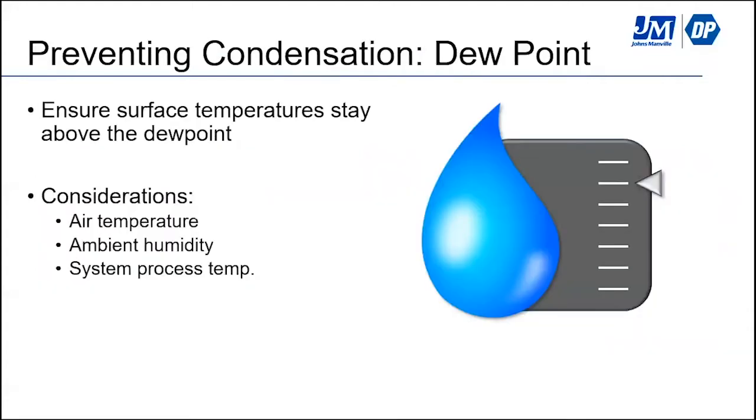So in terms of preventing condensation, you're really looking to make sure that the air, which has some moisture in it, doesn't reach a temperature where that moisture is going to go from a vapor form into a liquid form, which is really the definition of condensation. And you do that by keeping the surface of your insulation of the system above the dew point.